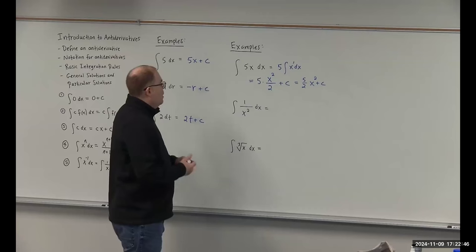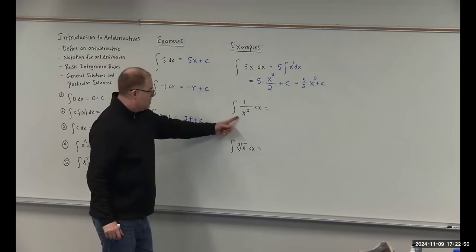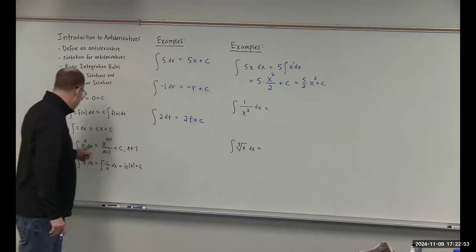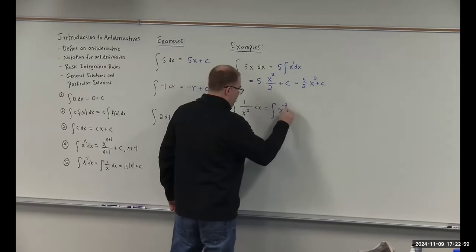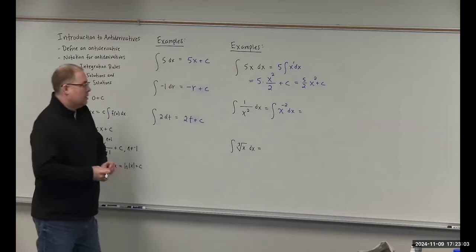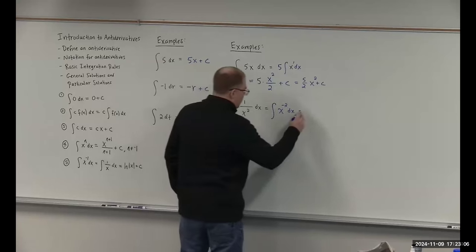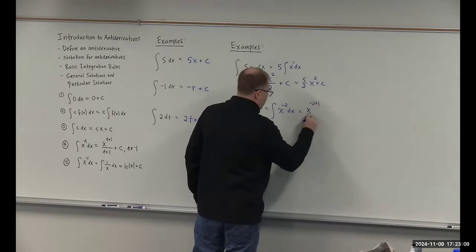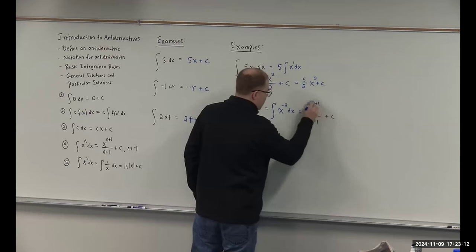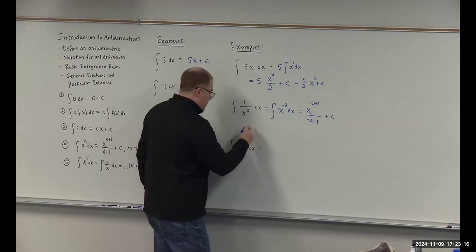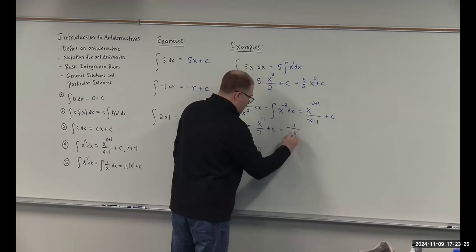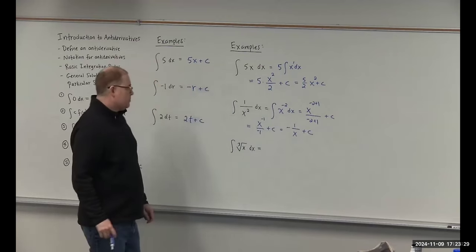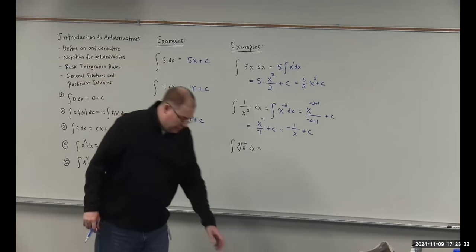All right. Next one, we have 1 over x squared. So we need to rewrite it in this form. Okay. So 1 over x squared algebraically is going to be x to the minus 2. Okay. And again, we apply the power rule. So we're going to end up getting x to the minus 2 plus 1. Whatever we get there, we put here. And then we simplify this. So this is going to be x to the negative 1 divided by negative 1 plus c. And we can rewrite this as minus 1 over x plus c.